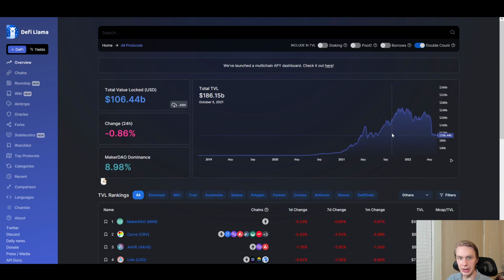Because one of the things I think is useful to note here is if we just look at the total value locked in DeFi right now in the crypto space, it's fallen off a cliff. It used to be at around 250 billion. Now it's down to just 100 billion. There's been a huge exodus of DeFi.